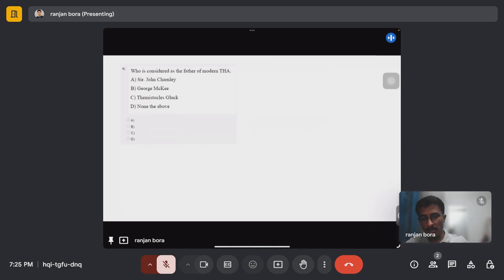Next question: who is considered as the father of modern THA? Among the four options, option A is correct. THA is total hip arthroplasty. Sir John Charnley is the father of modern THA.